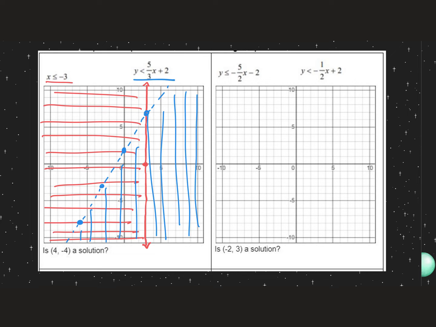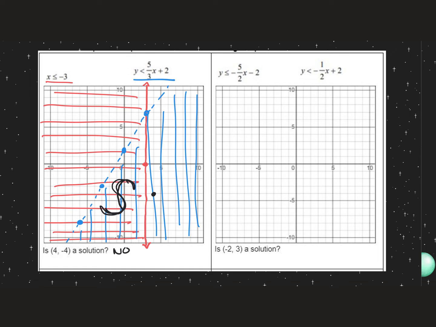All right, so again, we can see this overlapping shaded region is my solution area. So it's asking me, is (4, -4) a solution? So let's go over to 4 and then go down to -4. So no, it is not a solution. It is outside of that overlapping shaded region. Now it would be a solution to my second inequality, but since we're talking about a system of inequalities, it has to hold true for both of them.